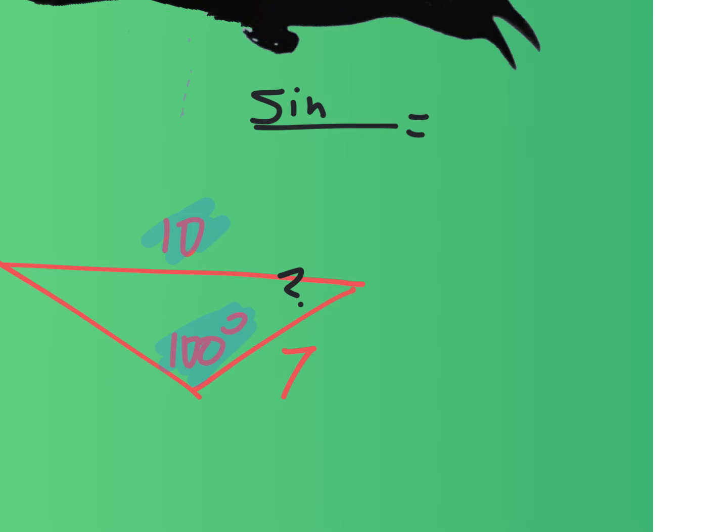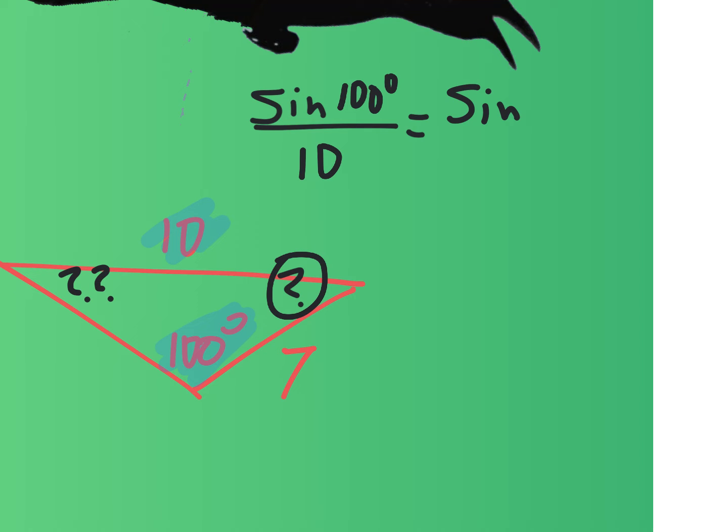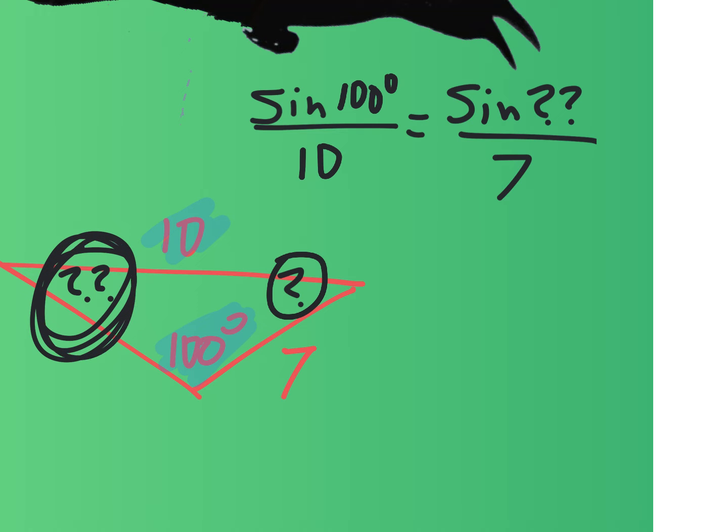All right, you should have said sine of 100, which I totally get you're not going to know off the top of your head, but you can keep it in your answer, over 10 equals sine of the unknown angle, but wait, the unknown angle doesn't go across from the 7. So first, you'd have to figure out the other unknown angle, which I'm going to put as question mark, double question mark. Sine of double question mark over 7. Do you get that we're going to figure out this one first? Does that make sense to you? Yeah.